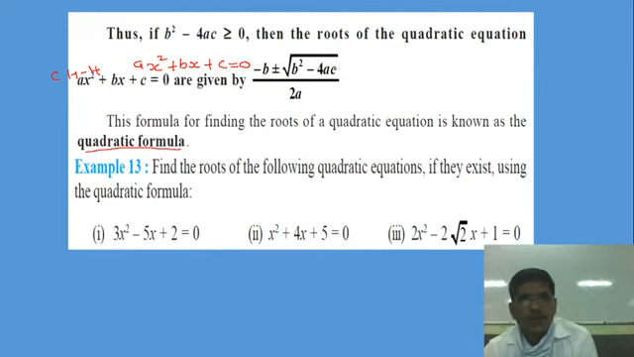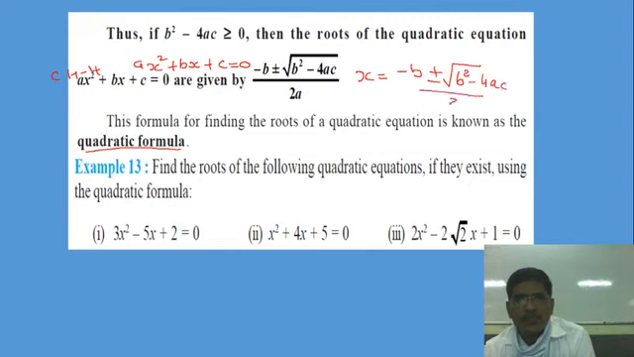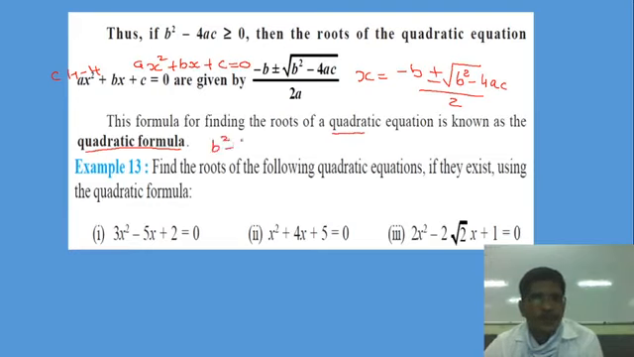First of all, what is the meaning of general formula? It was found by Sridhar Acharya, and it is like that: x equals minus b plus minus under root b square minus 4ac by 2a. We always know that a quadratic equation has 2 roots. But the necessary condition is that b square minus 4ac is greater than or equal to 0.